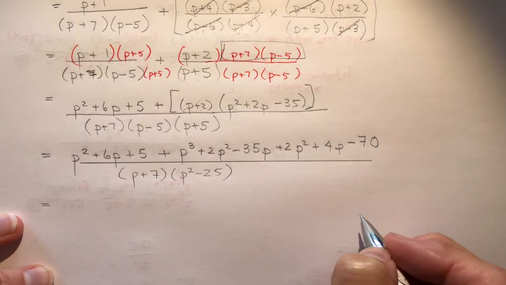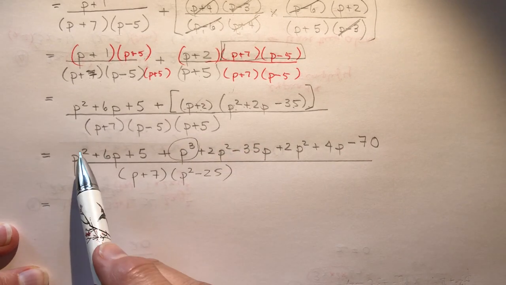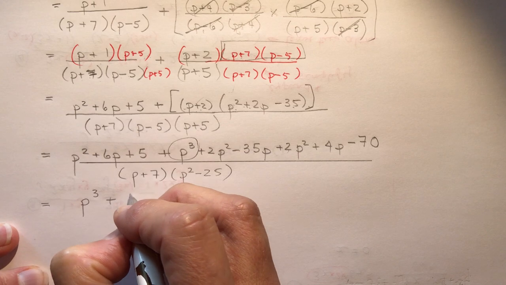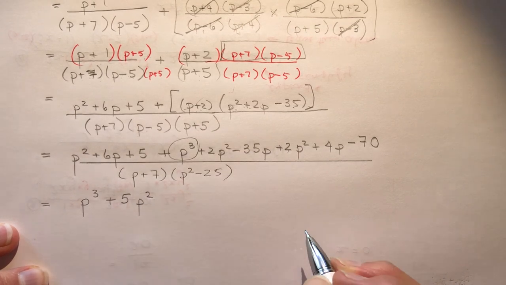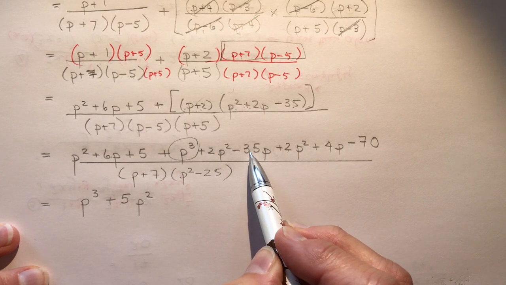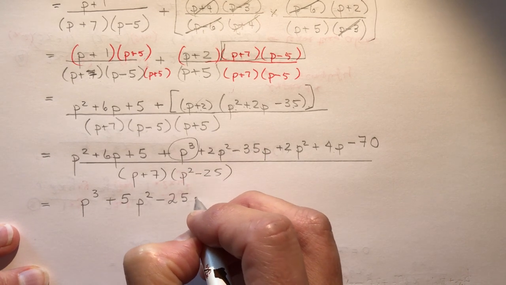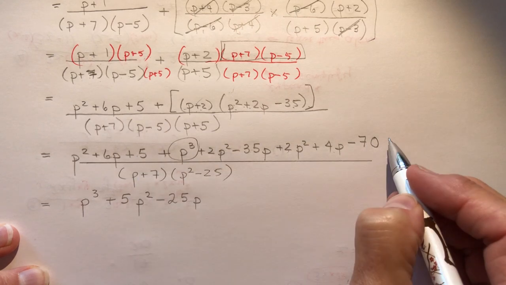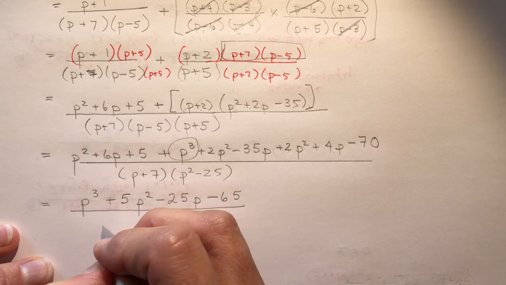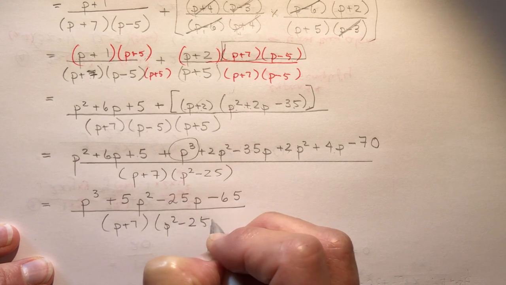And now you have to gather like terms. So I have a p cubed, that's my first one. P squares, I have 1 plus 2 is 3 plus 2 is 5. 5p squared. How many p's do I have? I have 6 of them here. Minus 35, that's minus 29, plus 4 is minus 25p. And finally I have plus 5 minus 70, is minus 65. And that's all over p plus 7 times p squared minus 25.